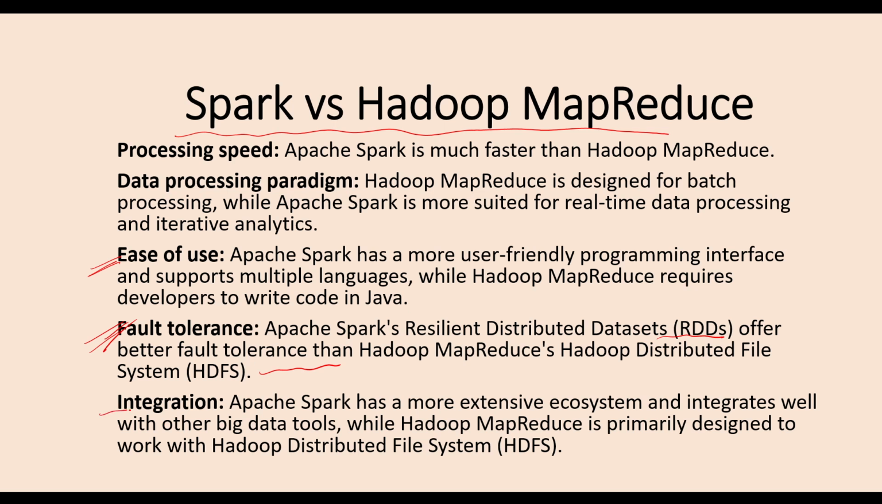On integration, Apache Spark gives you more flexibility. If you want to integrate your data with many databases or data visualization tools, or with real time data processing, Spark gives you more flexibility as compared to MapReduce, because MapReduce is basically designed to work with the Hadoop distributed file system.